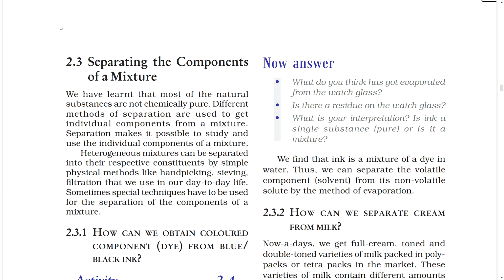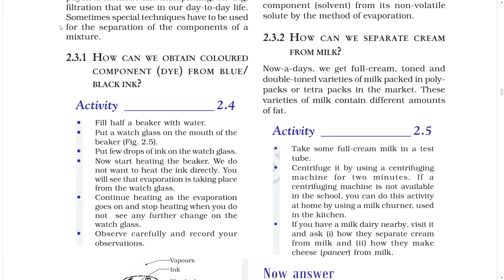2.3.2 How can we separate cream from milk? Nowadays, we get full cream, toned and double-toned varieties of milk packed in polypacks or tetra packs in the market. These varieties of milk contain different amounts of fat.